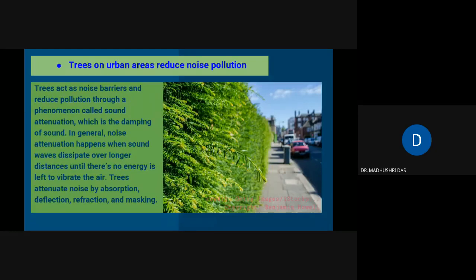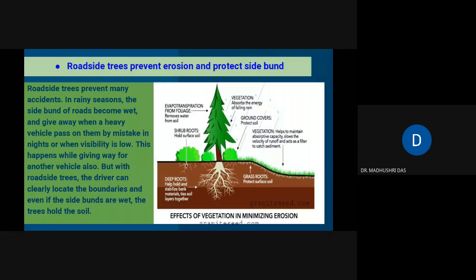Trees like neem, silk oak, mahua and arjun can tolerate sound waves, which act as a barricade over long distances, and thus no energy is left behind in the air. So it also helps to reduce noise pollution. Roadside trees prevent soil erosion and protect signboards.